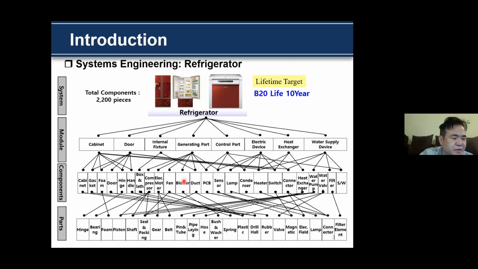This is a refrigerator. It also consists of multiple modules. Therefore, the refrigerator has 2,000 parts. The life target is B20 life, 10 years.